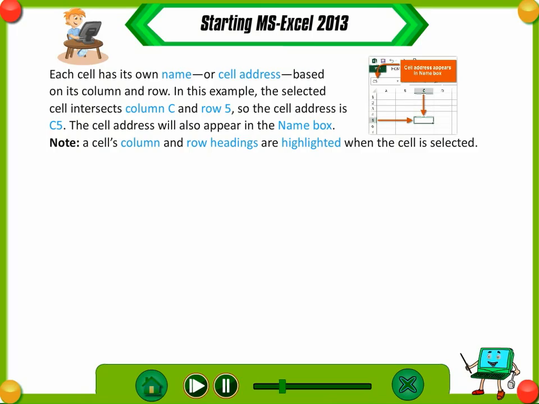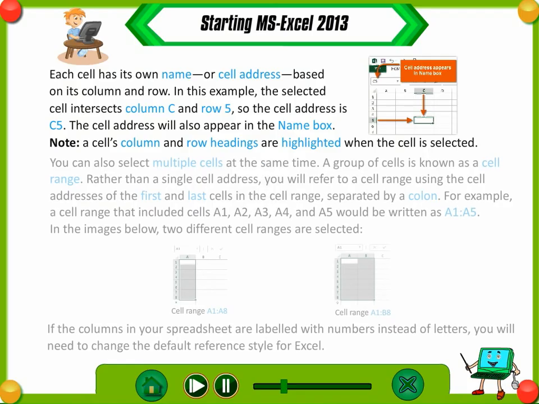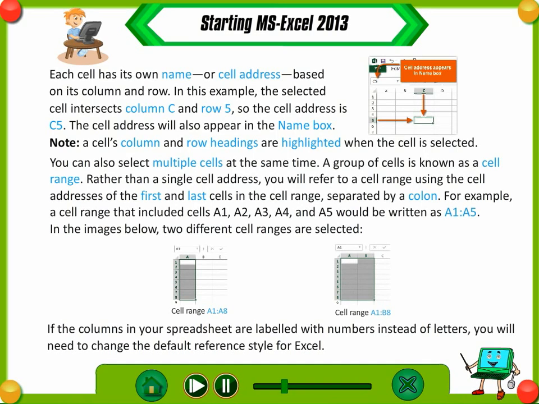The cell address will also appear in the name box. Note: a cell's column and row headings are highlighted when the cell is selected. You can also select multiple cells at the same time. A group of cells is known as a cell range.